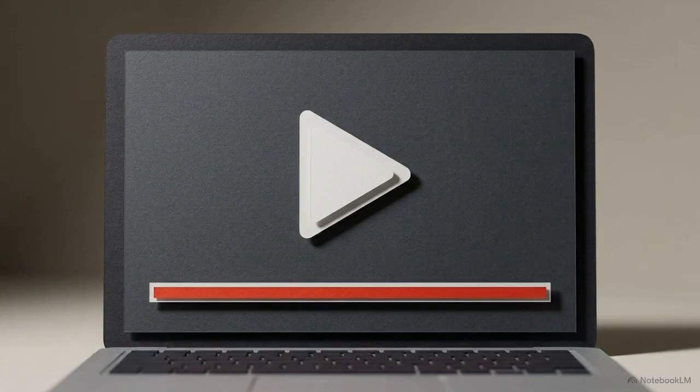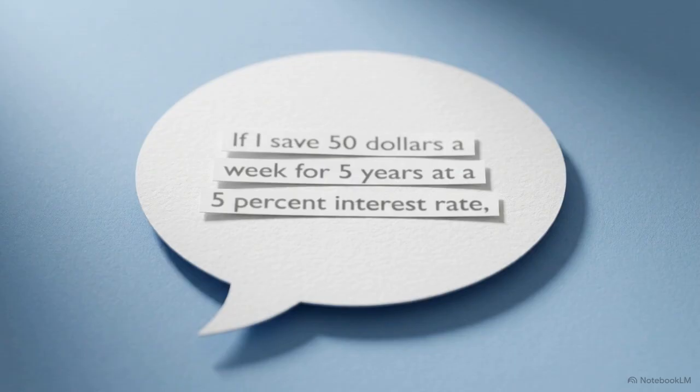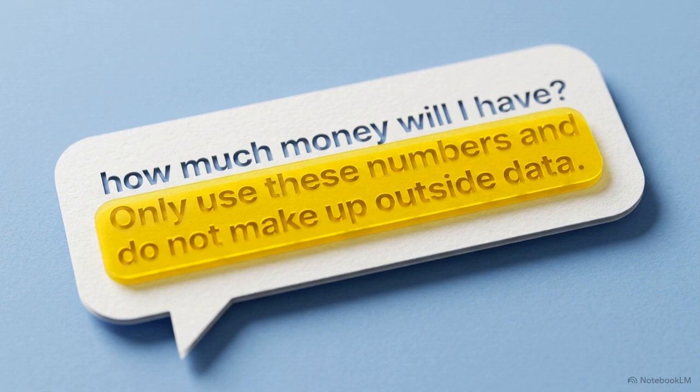I want you to test this process as soon as this video ends. Open up your preferred AI chat tool. Type in this prompt. "If I save $50 a week for 5 years at a 5% interest rate, how much money will I have?" Only use these numbers and do not make up outside data.